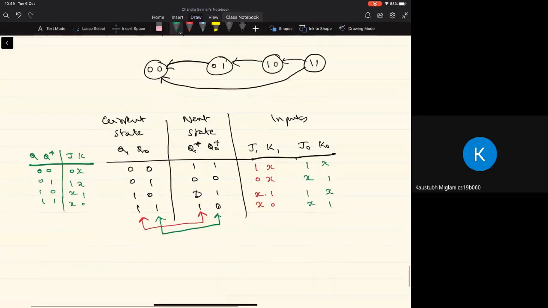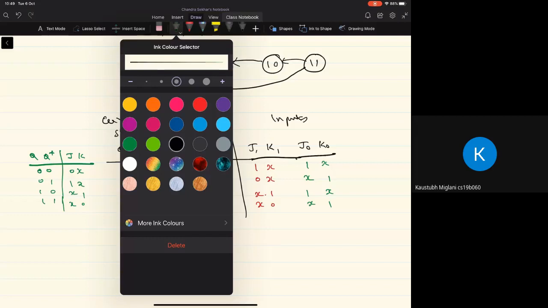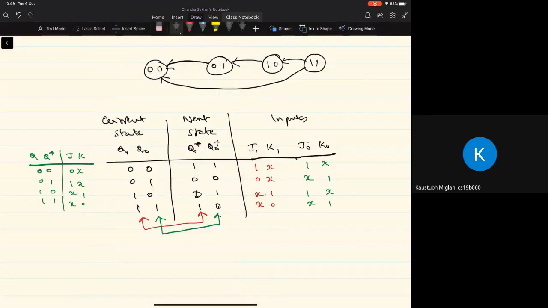Okay, and once you get these entries for J1, K1 and J0, K0, then you can get the expressions for each of them. Again, I leave it as a small exercise for you to go through that. You can verify that. Now in this case, J1, K1 is equal to Q0 complement and J0, K0 is equal to, sorry.